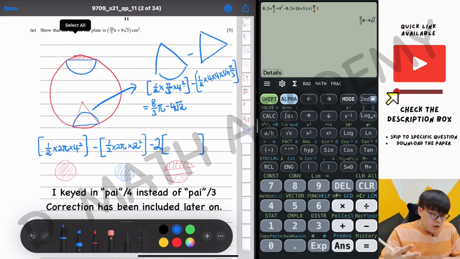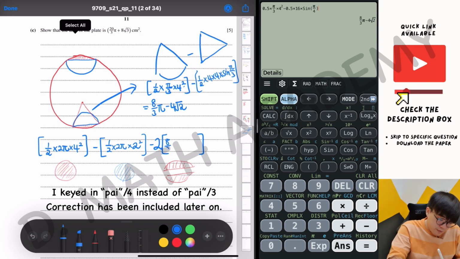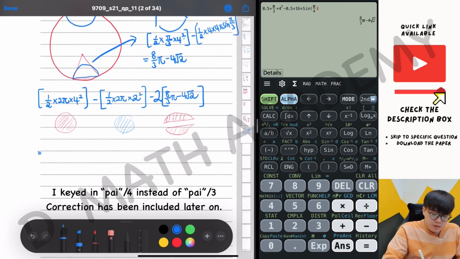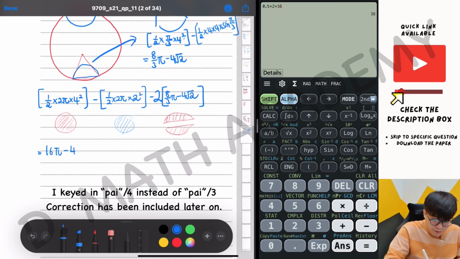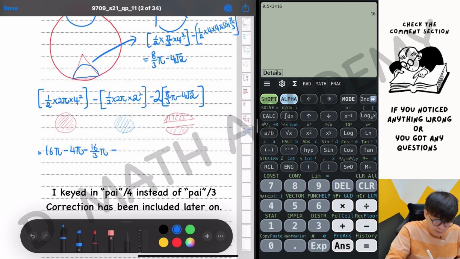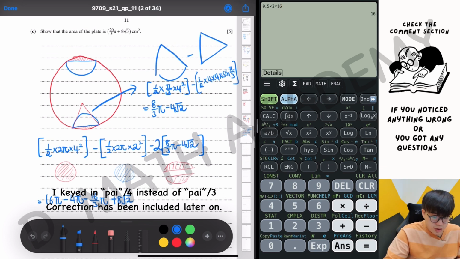Okay, so for 2 of it, so fill it up first. Okay, fill it up. Let's run our calculation. 0.5 times 2 times 16. We get 16 pi here minus 4 pi minus 16 over 3 pi plus 8 square root 2.